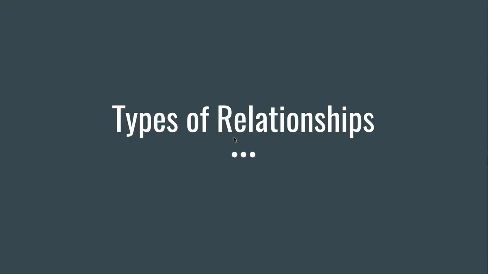Okay, this video is going to be on types of relationships. There's 5 types of relationships you're going to have to be able to recognize by either looking at the equation or looking at a graph. So the first type is going to be a direct relationship, and they're the simplest type.